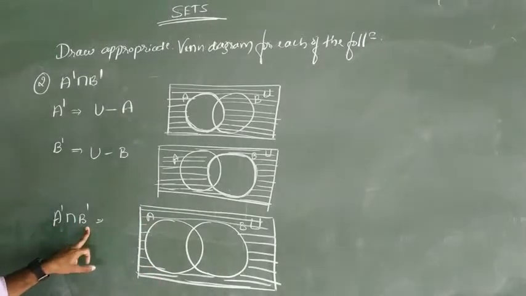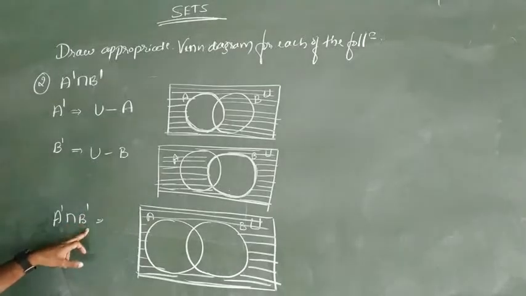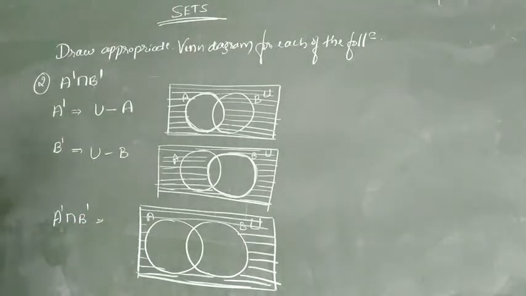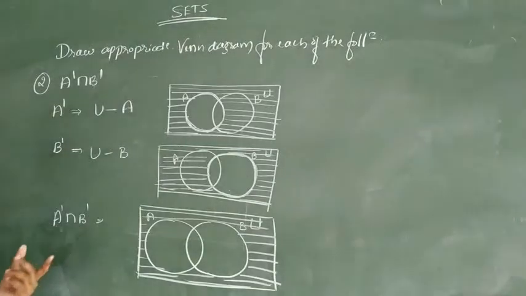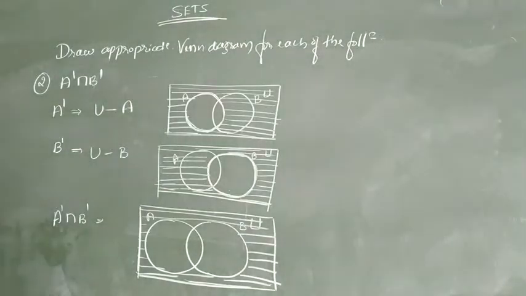By De Morgan's law, what can we say? A dash intersection B dash is nothing but A union B whole dash. That A union B whole dash equals the A dash intersection B dash. So next I am going to show the Venn diagram for that one also. Getting? So this is nothing but A dash intersection B dash.